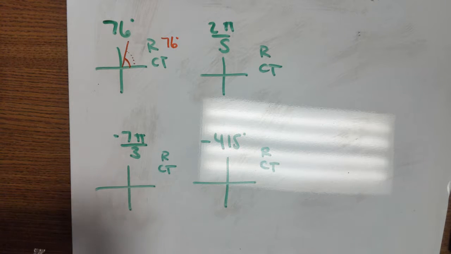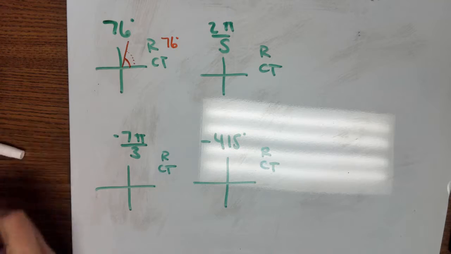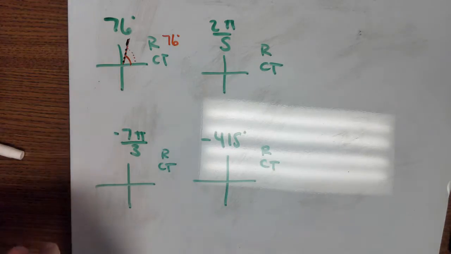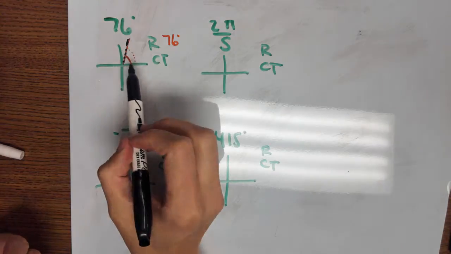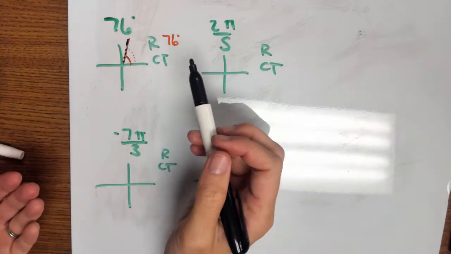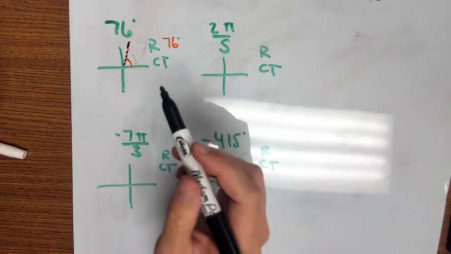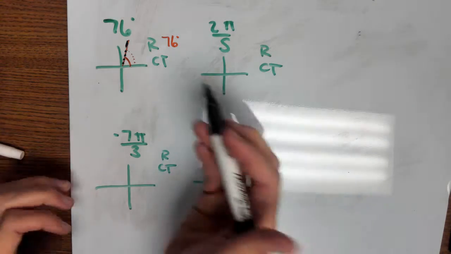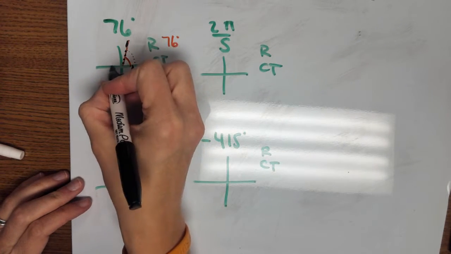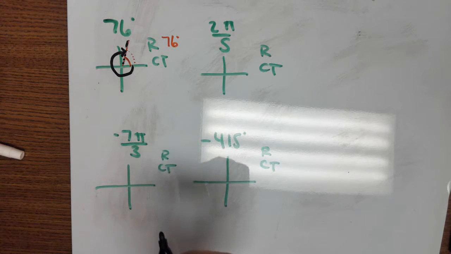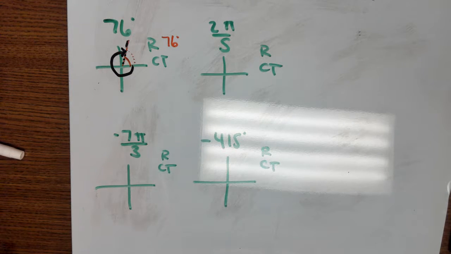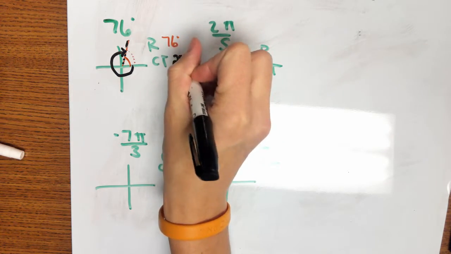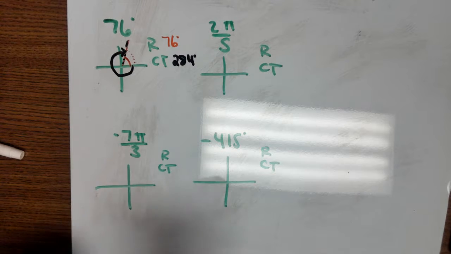Coterminal, couple different ways you could think of them. It's just another angle that's going to stop in this same exact location. So I need it to fall where that black dashed line is. I cannot use the same angle. I can't say 76 degrees is coterminal with 76. It's the same angle. What you can do is go in the opposite direction, because we said our restrictions were negative 360 to positive 360. So if I go backwards, that angle is going to fall in the same exact location. So to find that, I would do 360 minus 76, and that's going to give me 284 degrees. And that's your coterminal angle.